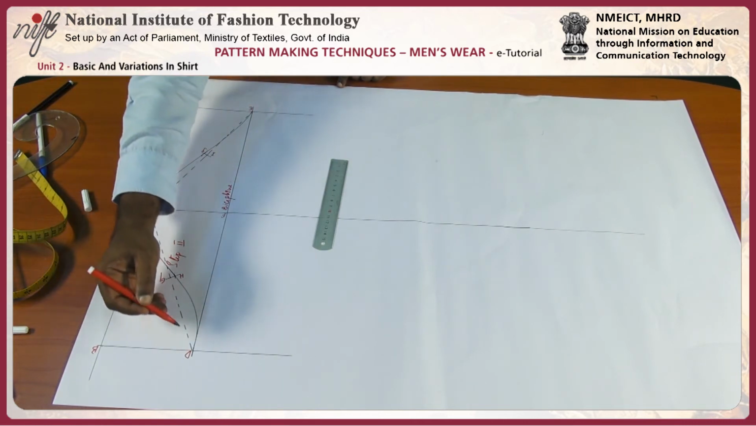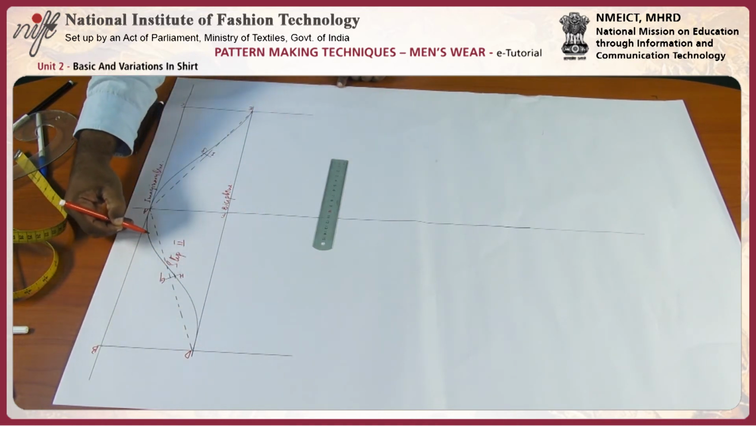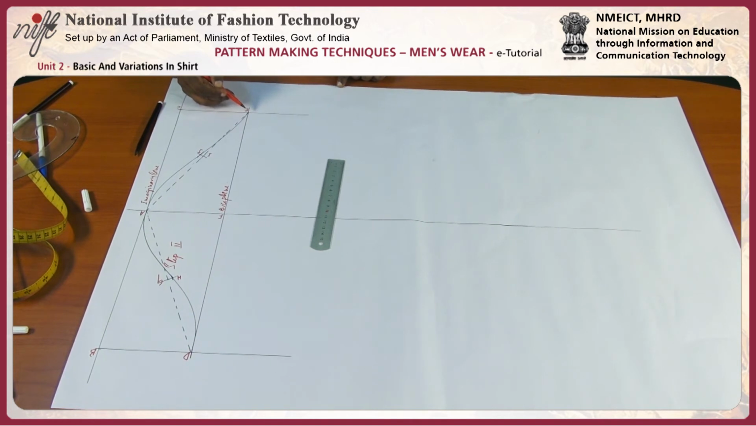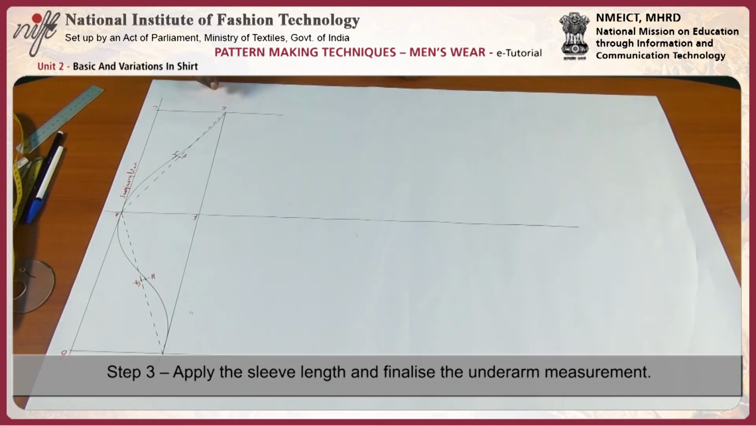Now, if you measure on the curve line, passing the measuring tape, the measurement will be plus 1 to 1.5 centimeter, 1 to 1.5 centimeter more than the measurement given. With this, step 2 is concluded. Now let us proceed to step 3, where we are going to apply sleeve length and finalize the underarm measurement.